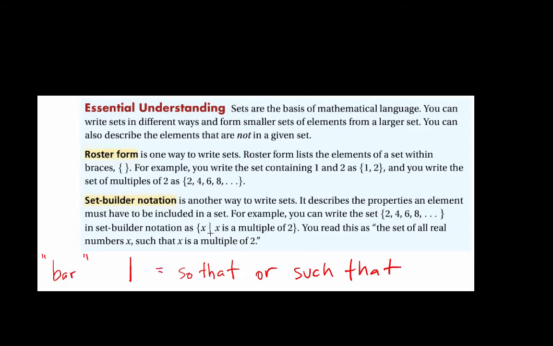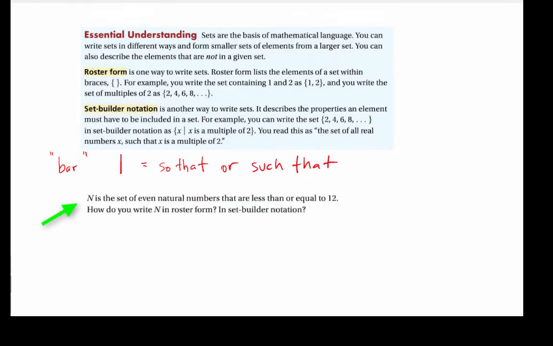So the bar in here, vertical bar, is read so that or such that. x is a multiple of 2. So again, the way I would read this, I'm talking about the set of all x such that x is a multiple of 2. N is the set of even natural numbers that are less than or equal to 12. How do you write N in roster form and in set builder notation?